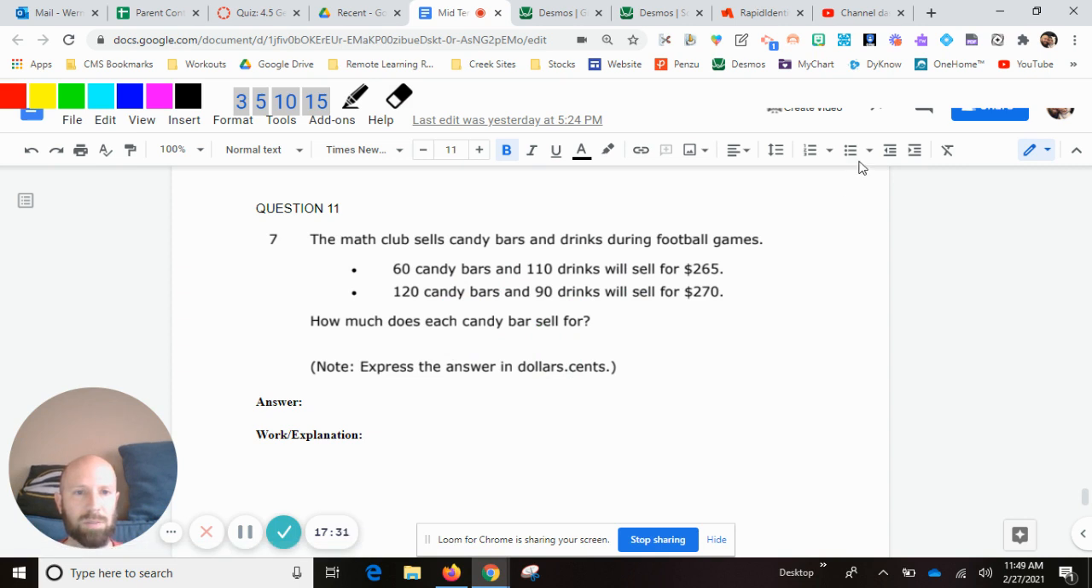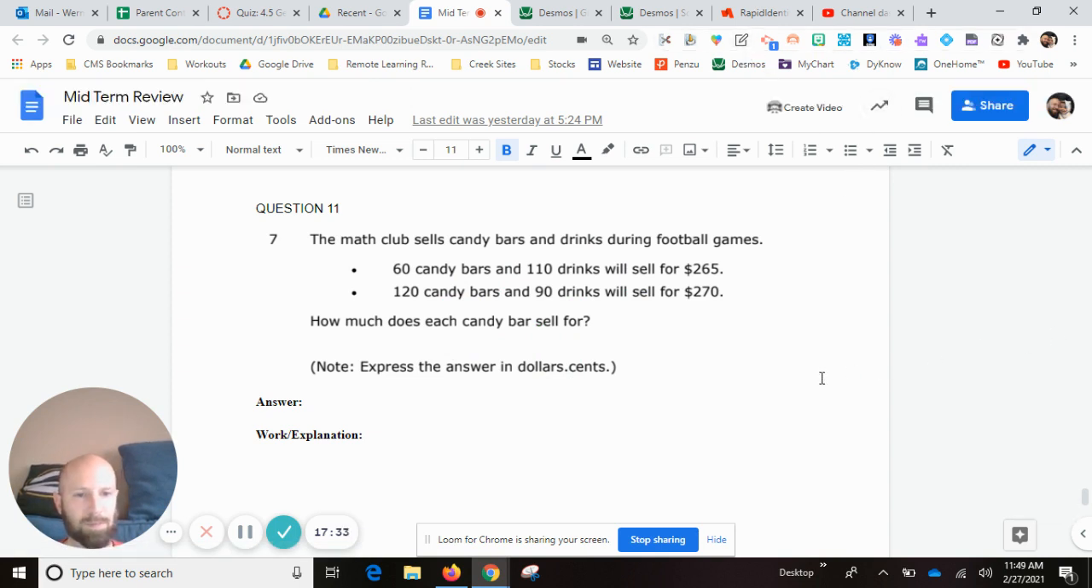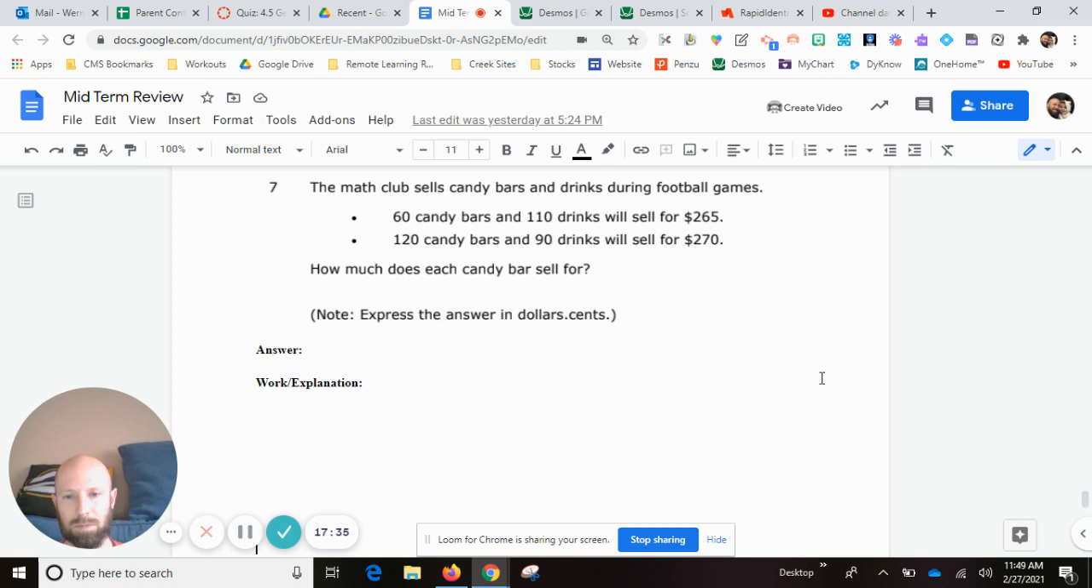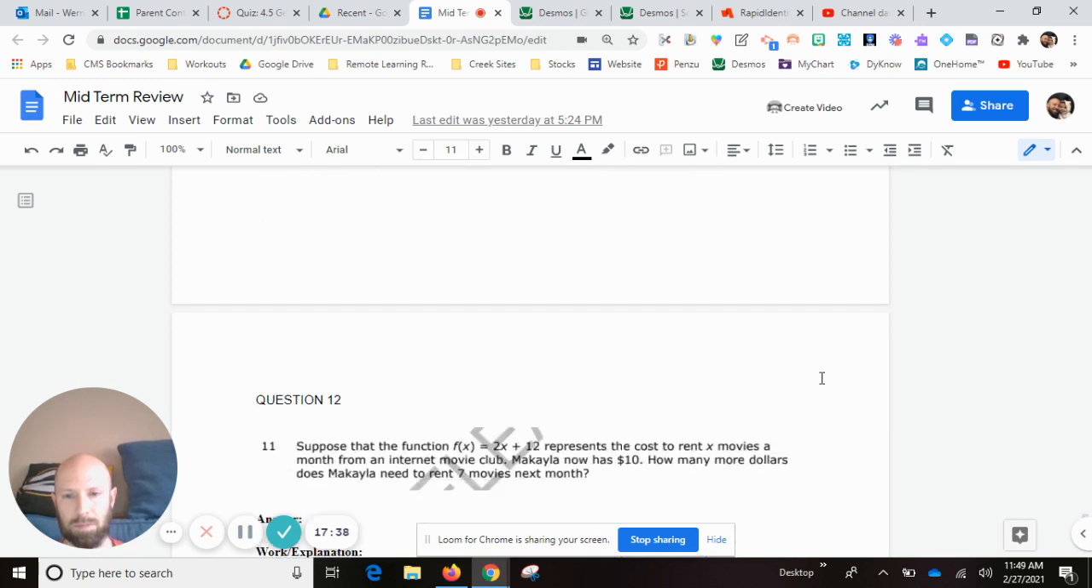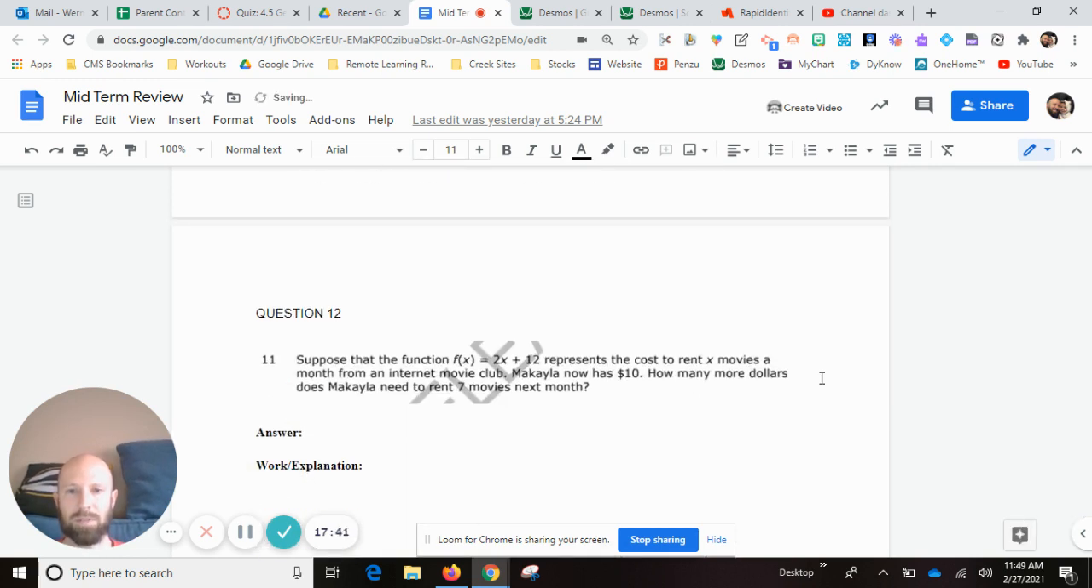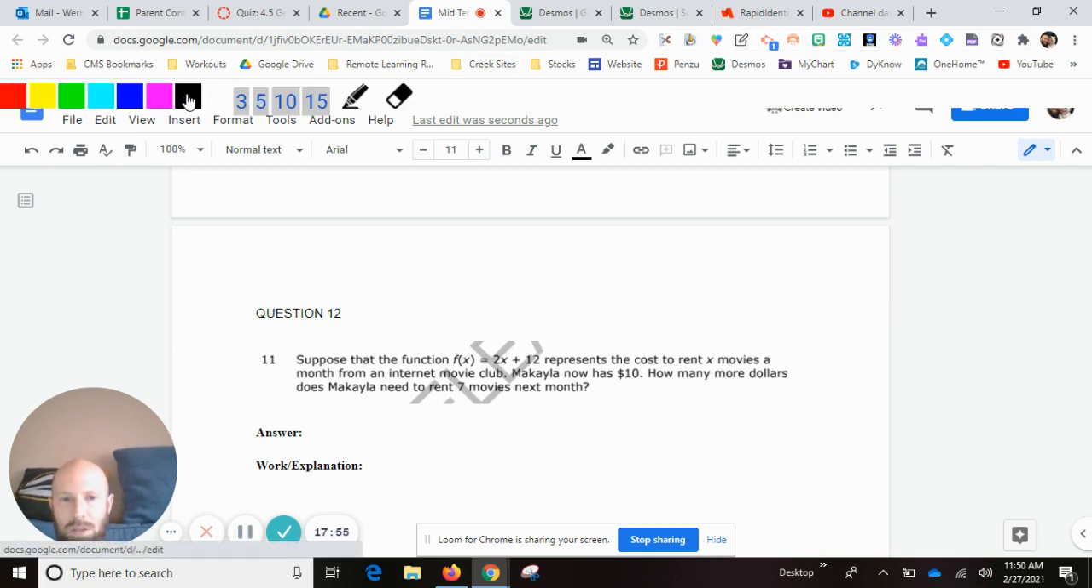And our final problem. Suppose that the function f of x equals 2x plus 12 represents the cost to rent x movies a month from an internet movie club. Michaela now has $10. How many more dollars will she need to rent 7 movies next month? So x represents the movies. It says 7 movies. So that means we're just putting the 7 in for x. That's how much that's going to cost. So let us do that.